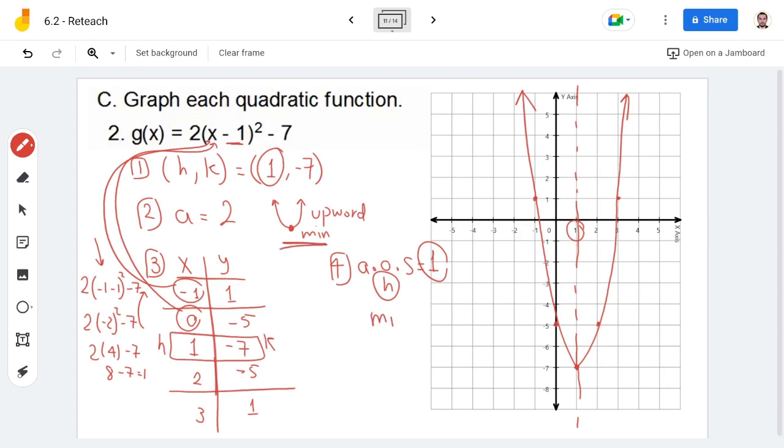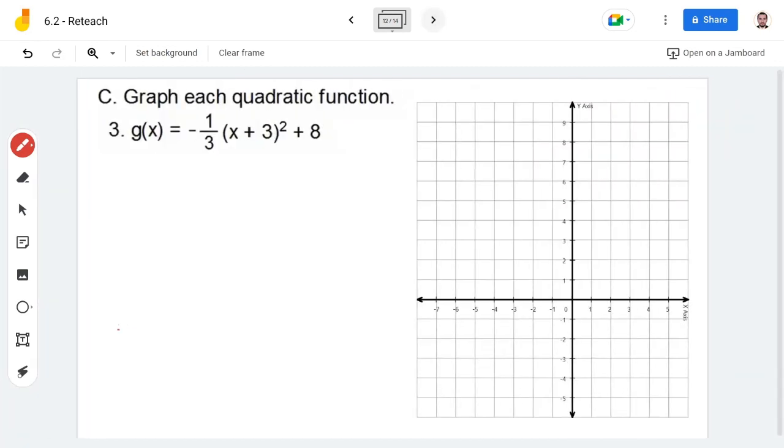Now also, what is the minimum? Because I told you it's minimum. So what's the minimum value here? The minimum value, I told you, is K. So what's K here? It's -7. If you check from the graph, what's the value here? -7.